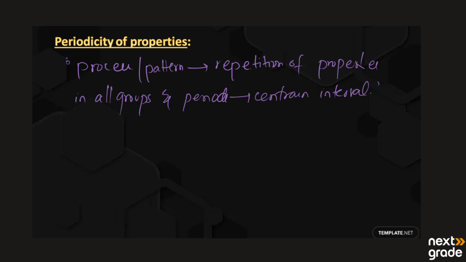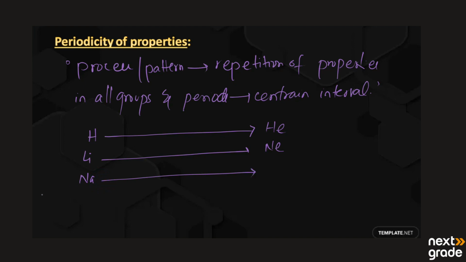How can we explain this with the help of an example? If I draw the first group, the first element is hydrogen. After hydrogen we have helium, then after helium we have lithium, which is under the hydrogen, and then we have neon. After neon we have sodium, whose period number is third, and in the third period the last element is argon.